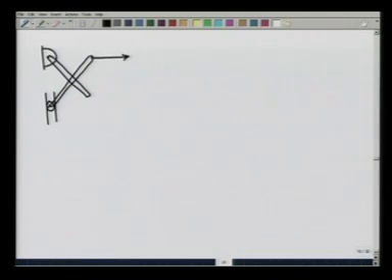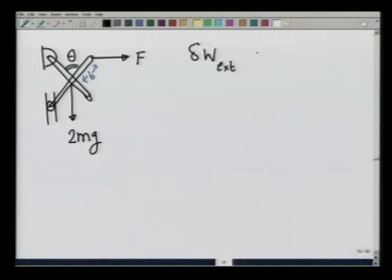Let us take the other example that we took in the beginning with this mechanism here. Which is in equilibrium under this applied force F, its own weight is 2mg, and the only angle that matters here for the degree of freedom is this theta. Each half of the bar is b. The constraint forces again do not do any work, and therefore, delta W, external forces only, should be 0.